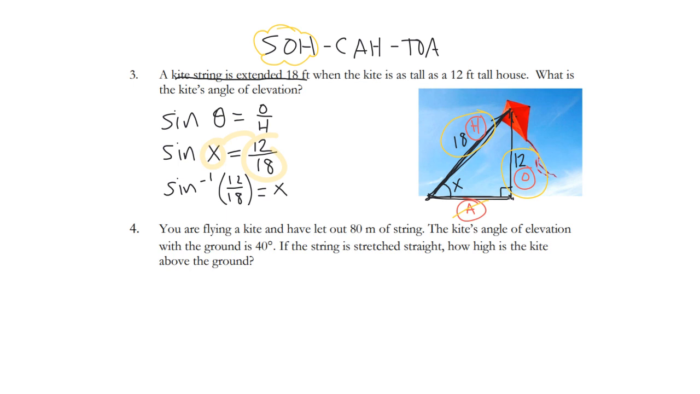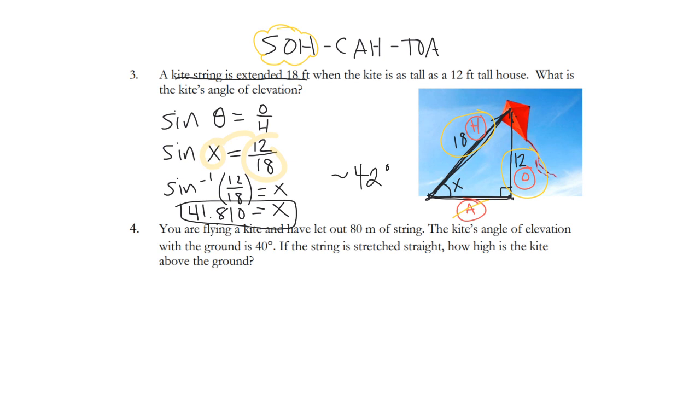You should check out on your calculator what you get so that you know if you're doing things accurately. You should get a 41.810 degree angle. So we're talking about a 42-degree angle of elevation for that kite.